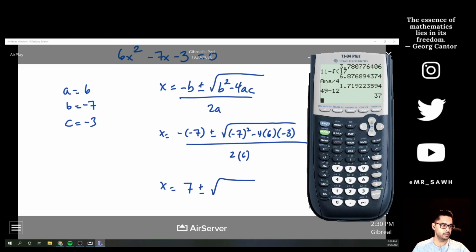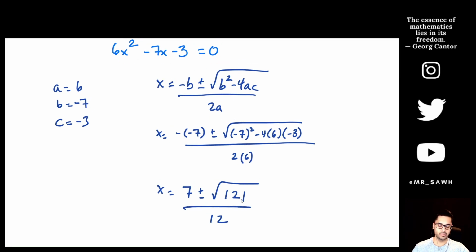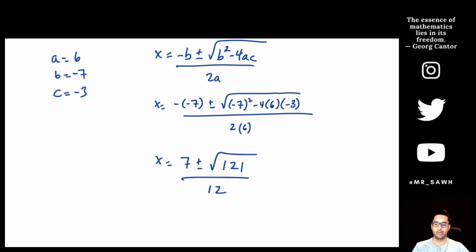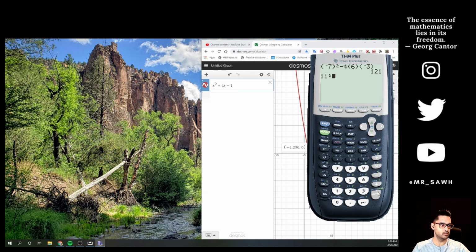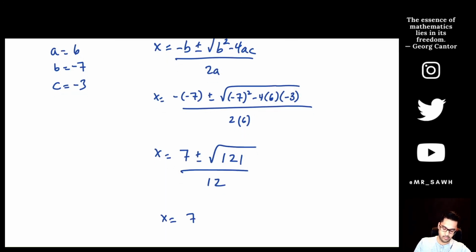So I'm going to grab a calculator here. We'll do our negative 7 squared minus 4 multiplied by 6 multiplied by negative 3, enter. I get 121 over 12. All right, now the nice thing here is that 121 is a perfect square number, right? It's 11 squared that gets me to 121. So I know that I can square root that radicand, no harm, no foul, and I can write this as x is equal to 7 plus or minus 11, over 12.